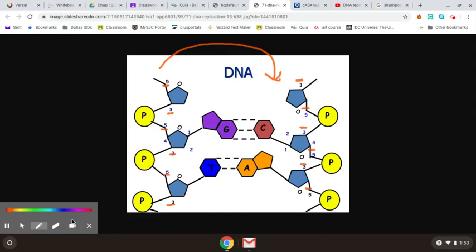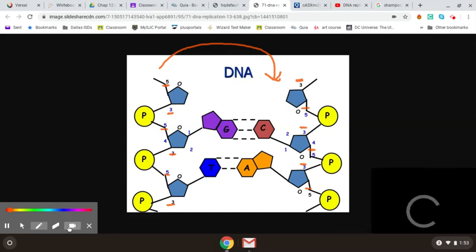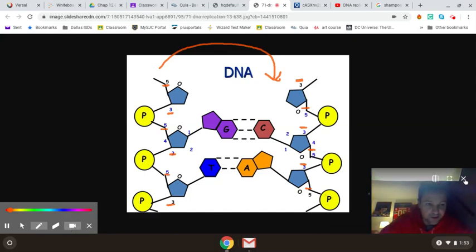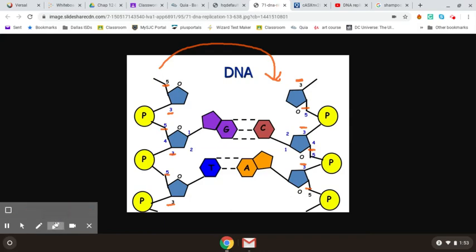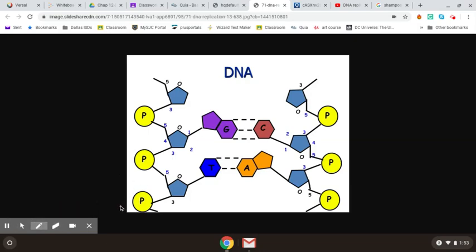The reason they're anti-parallel is because of what Watson and Crick found out: it's impossible for DNA to run both sides in the same direction. It's absolutely impossible for both of them to run in the same direction, because the C would never meet up with the G, and the A's would never meet up with the T's in the right form. They would be off a little bit.